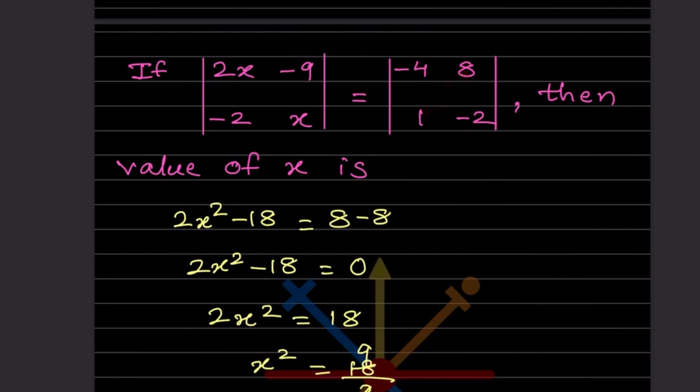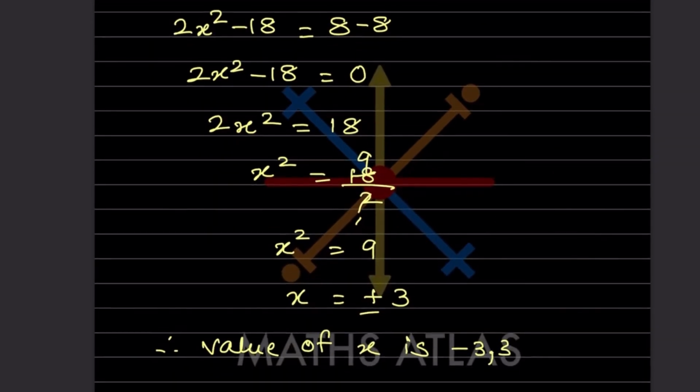So when we solve this equation, we get 8 minus 8 is 0, rest everything will be the same. So now let us take this on the right hand side, that will be plus 18, minus 18 will become plus 18, this will remain the same. So now x square will be 18 divided by, this is multiplication, it is going to get divided by 2, so x square is 9.